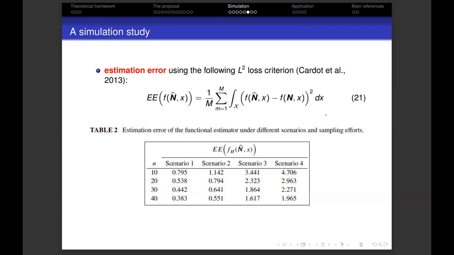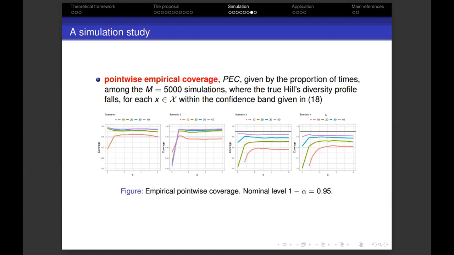The last index is the empirical pointwise coverage of the confidence interval, whose nominal level is 90%. As you can see, the first two scenarios need only a little increase in sample size to have the right coverage, while the last two scenarios need a larger sample size to have a good coverage that respects the nominal level.